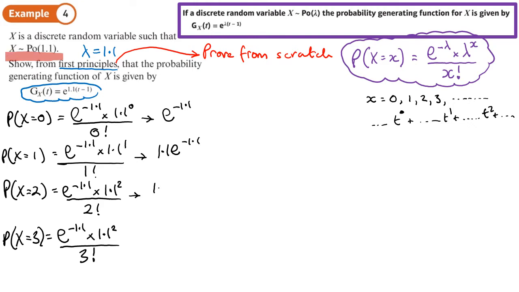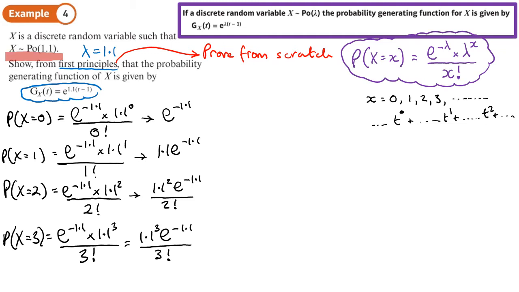Here we'll have 1.1 squared e to the power negative 1.1 over 2 factorial. Notice I'm not working out the factorial or squaring out the top part because that's going to help me in the next part. So we'll just realise that power there should be 3. So 1.1 to the power 3 e to the negative 1.1 over 3 factorial.